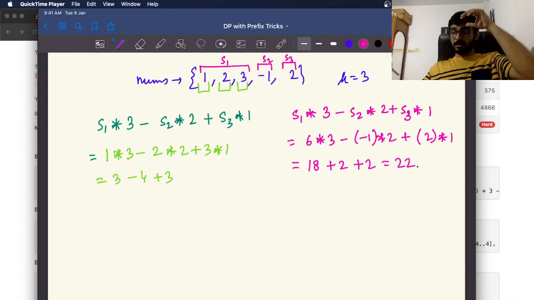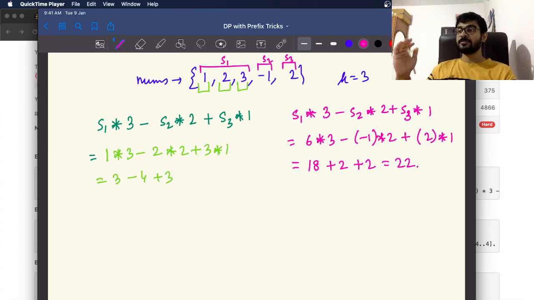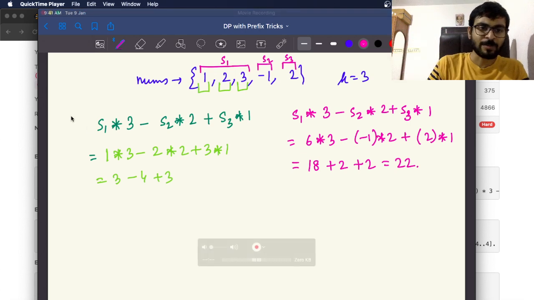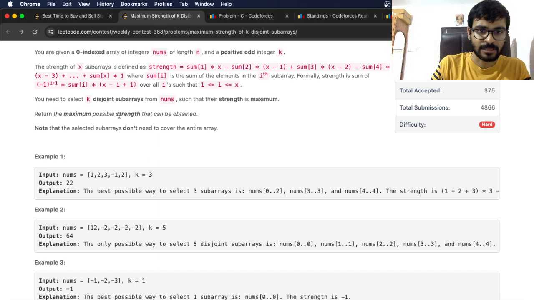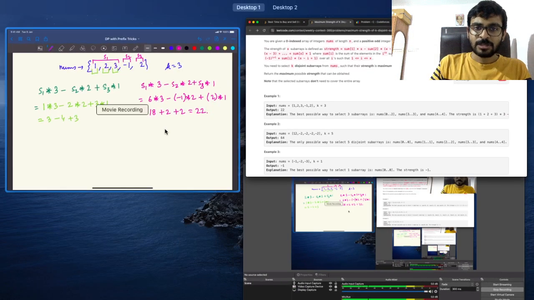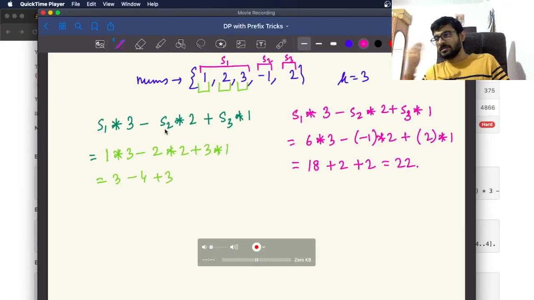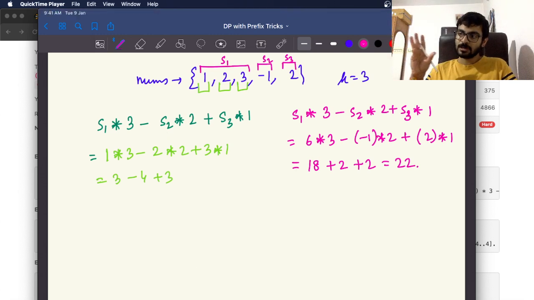So you can see in the even subarrays S2, S4, S6, if I keep the negative parts, then that is good for me. My total thing is maximized. I have to maximize the final sum, the final strength, maximum possible strength. So if I keep the negative ones in the even ones and the positive ones in the odd ones, then that is the maximum I can get.